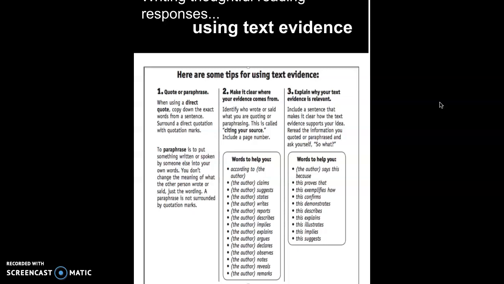And 3, explain why your text evidence is relevant. Okay, why is it important? What does it mean? Include a sentence that makes it clear how the text evidence supports your idea. Reread the information you quoted or paraphrased and ask yourself, so what? Now what? Some of you have already heard that from us. That's a popular thing that we always try to ask you guys to say, so what? Now what? Moving into the next, how are we going to answer that? So words here to help you, where the author says this because, this proves that, this exemplifies how, this confirms, this demonstrates, this describes, this explains, this illustrates, implies, or suggests.